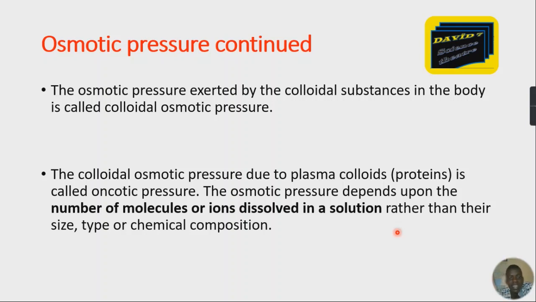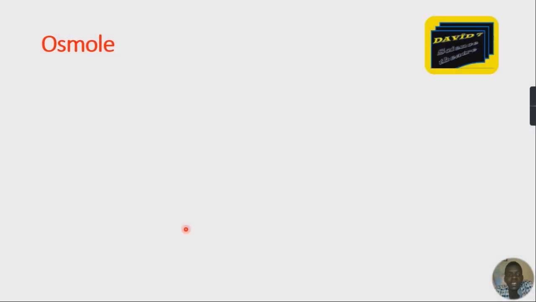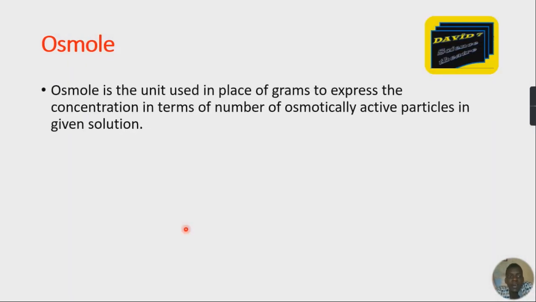All right, and this osmotic pressure depends on the number of molecules or ions dissolved in a solution rather than their size, type, or chemical composition. Just depends on the number of molecules, okay? Not their size, not their type, not their composition. As you can see, let's define now an osmol.